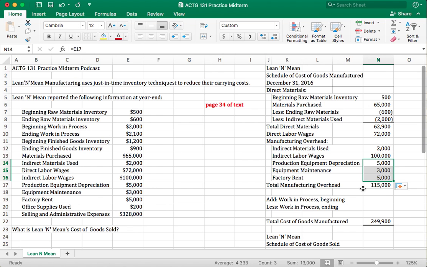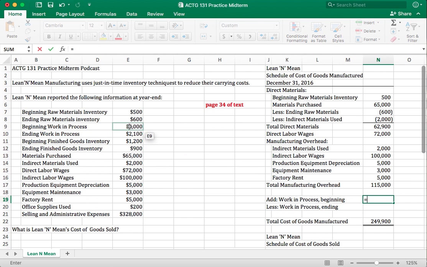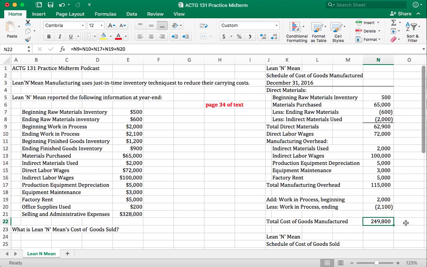So here's our total manufacturing overhead. We're going to add the work in process, beginning inventory. We're going to reduce this by our ending work in process. And boom, there's our answer.